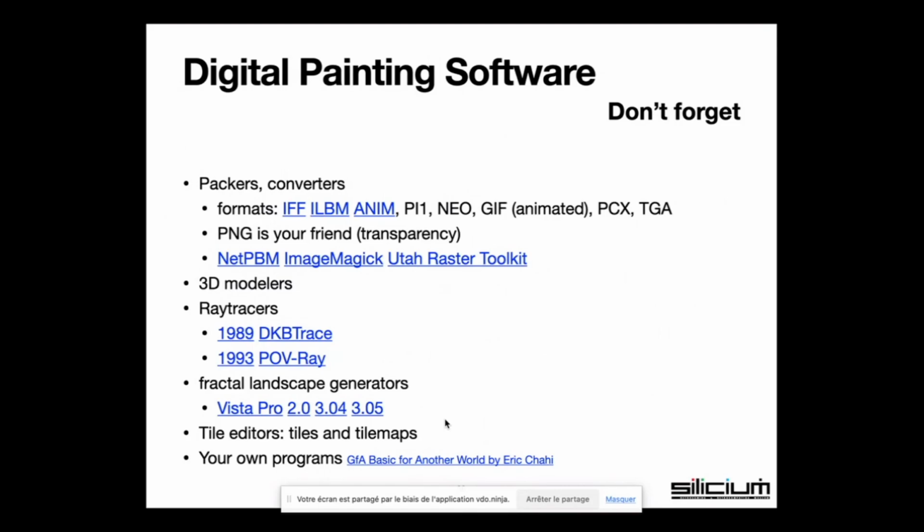Of course, sometimes you still want to have a touch of 3D, so you can try and use a 3D modeler from back then. But the talk was more about 2D graphics painted by hand. Still, if you want to do ray tracing, of course, everyone knows Persistence of Vision. It's actually a descendant of an Amiga program called DKB Trace, by the name of the author. An interesting aspect, if you want to have a landscape background for a scene, you could use a fractal landscape generator. Probably the most well-known one is Vista and Vista Pro on the Amiga.